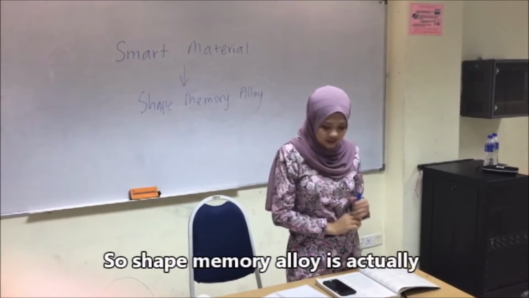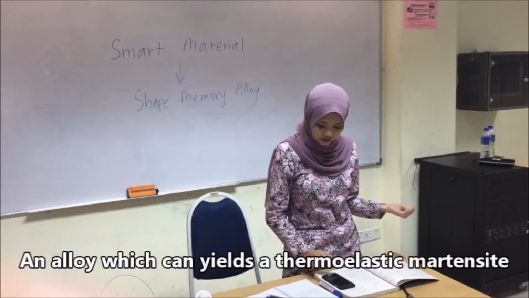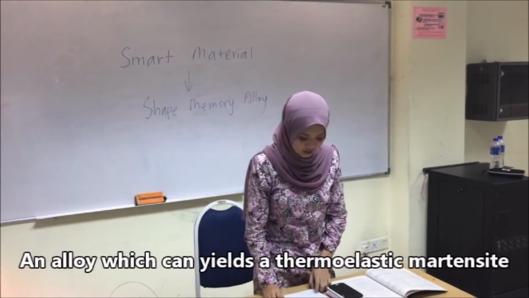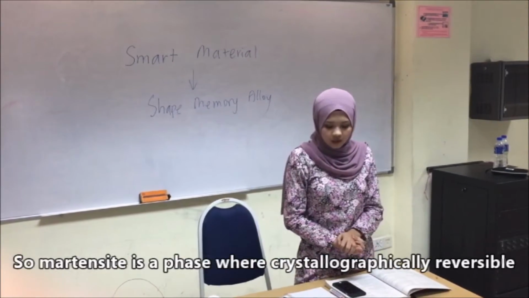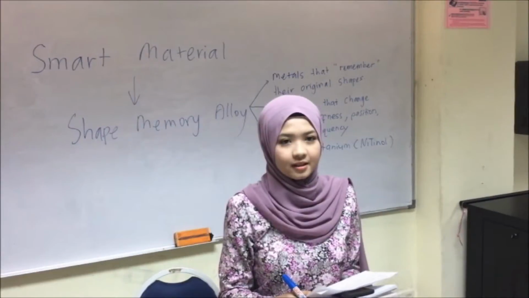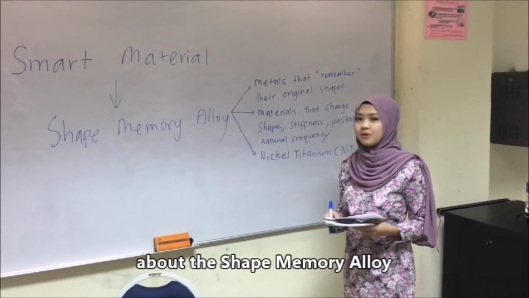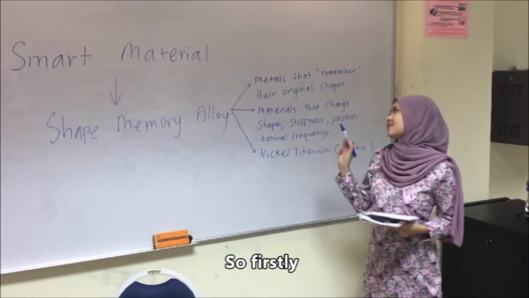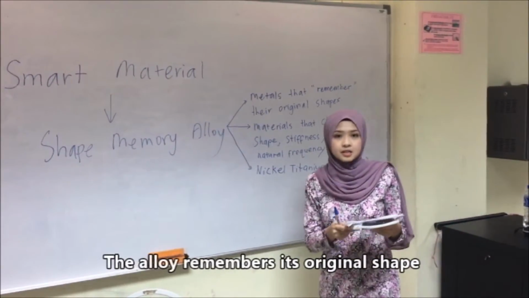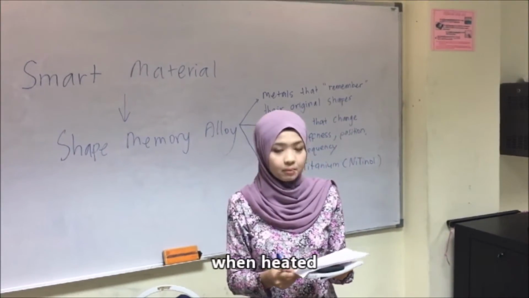So, shape memory alloy is actually an alloy which can use a thermoelastic martensite. Martensite is a phase where crystallographically reversible. So guys, let us continue with the detailed review about this shape memory alloy. Firstly, it is the metal that remembers its original shape, and when deformed, it returns to its pre-deformed shape when heated.